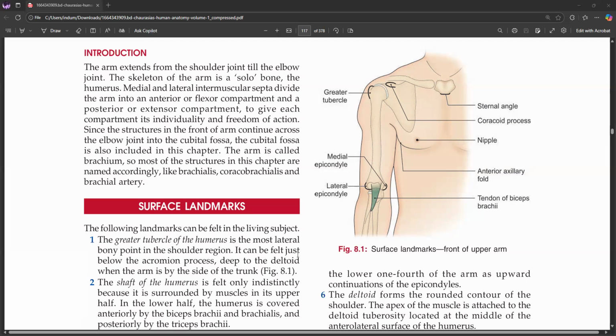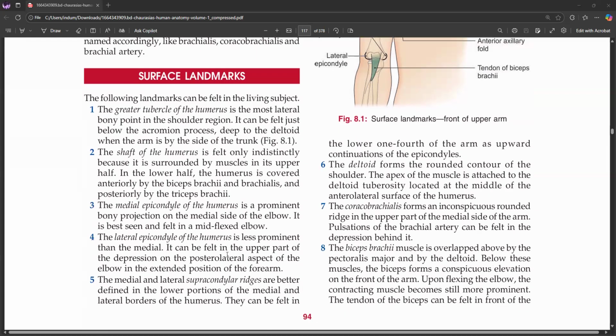Since the structures in the front of the arm continue across the elbow joint, the cubital fossa is also included in this chapter. The arm is called brachium, so most of the structures in this chapter are named accordingly, like brachialis, coracobrachialis, and brachial artery.